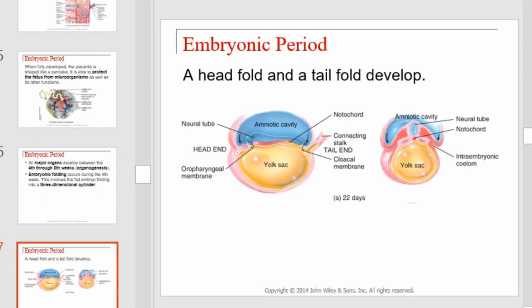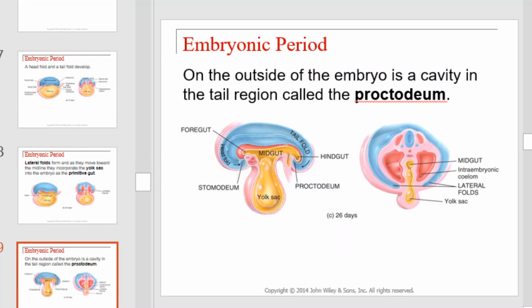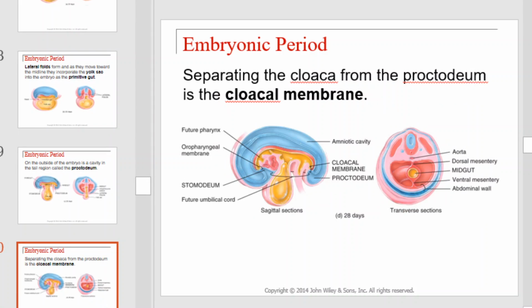The head fold and a tail fold develop at about day 22. Lateral folds form as they move toward the midline. They incorporate the yolk sac into the embryo as the primitive gut. On the outside of the embryo is a cavity in the tail region called the proctodeum. Separating the cloaca from the proctodeum is the cloacal membrane.